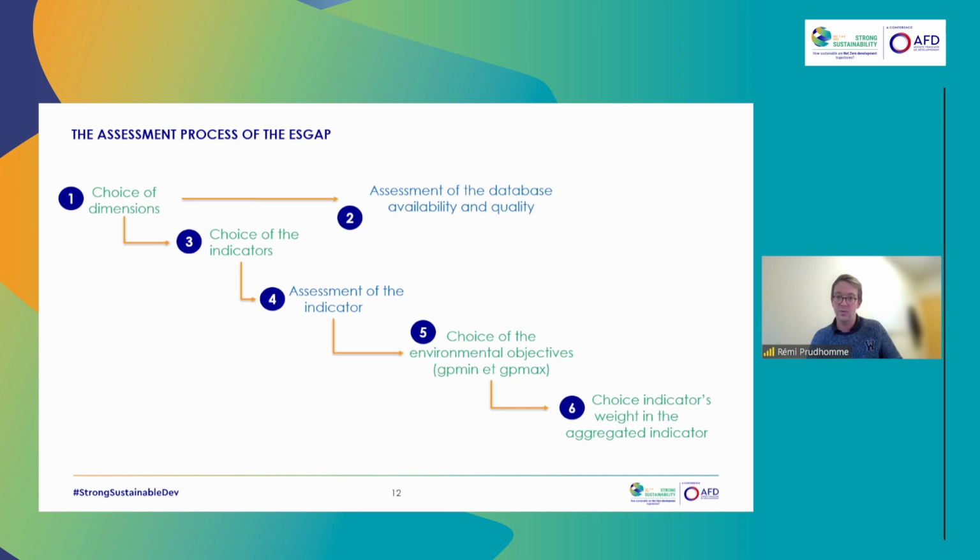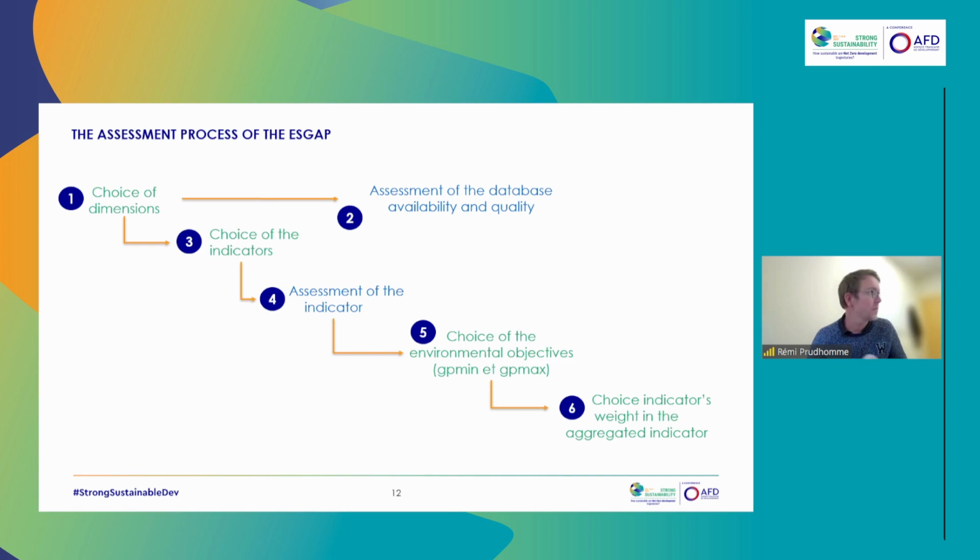Then you find indicators and you assess the database that support these indicators. Then you choose the indicators used to describe the dimension you want to inform. Then you assess the indicators. Then you choose environmental objectives to describe what is a sustainable state for this indicator. And finally, to perform the aggregation, you have to give a weight between the different dimensions.